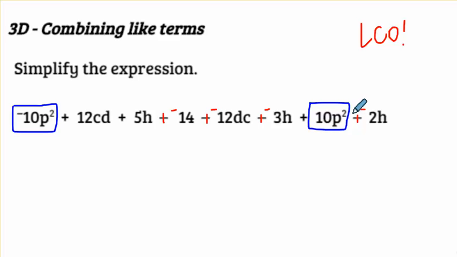Remember, our exponents do not change when we're adding or subtracting. You could think of it as a shape, like p squared. Well, this is a p squared, right? We got 10 of them here, and we have negative 10 of them there. What happens? They cancel out. They're gone.